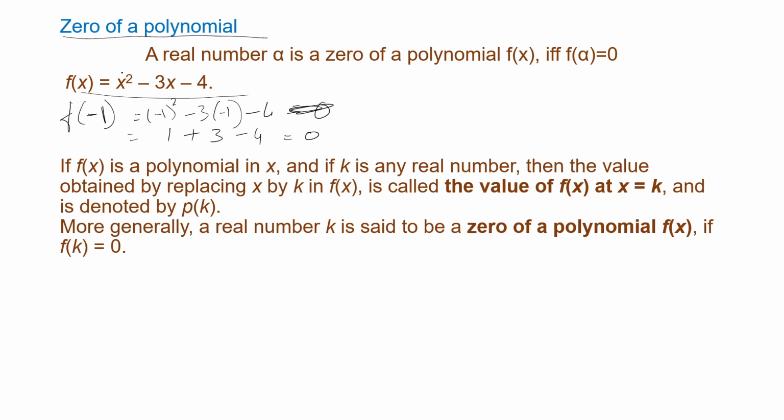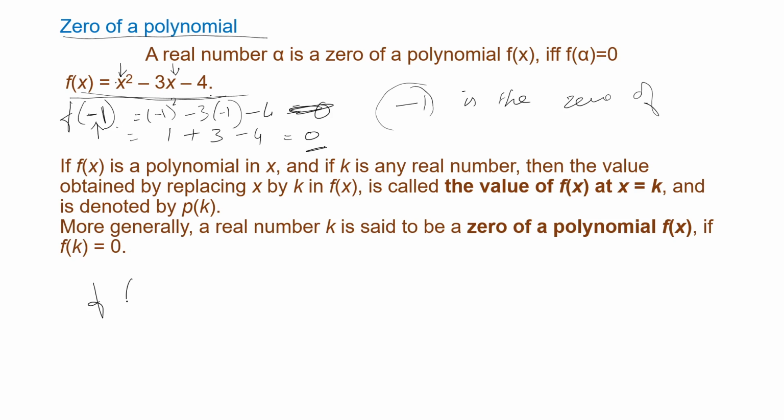Getting? I am substituting some value for x in this given polynomial so that the value of the whole polynomial becomes 0. Then that value, minus 1, is called the zero of the polynomial. So minus 1 is the zero of the polynomial. That is, any real number which on substituting in this polynomial makes the value of the whole polynomial 0 is called a zero of the polynomial.